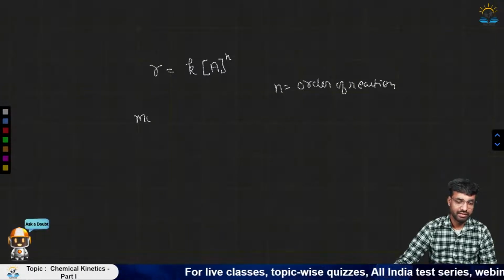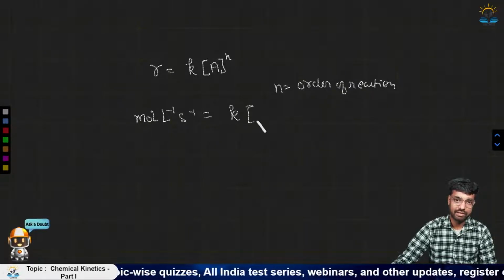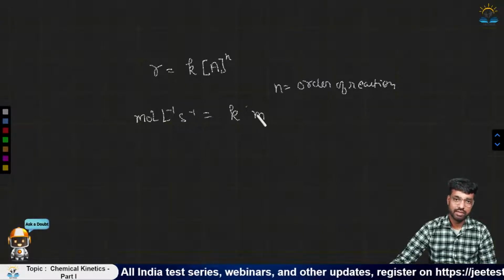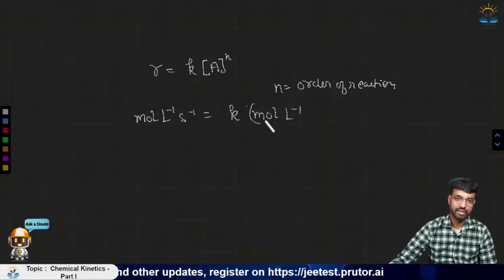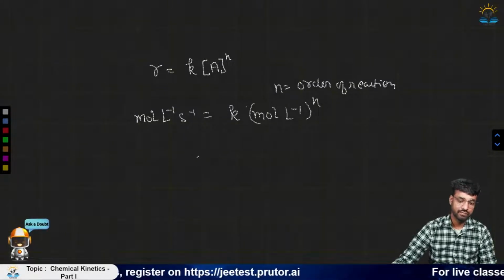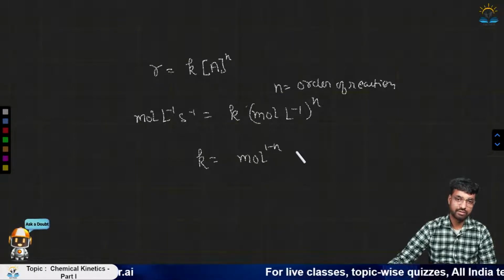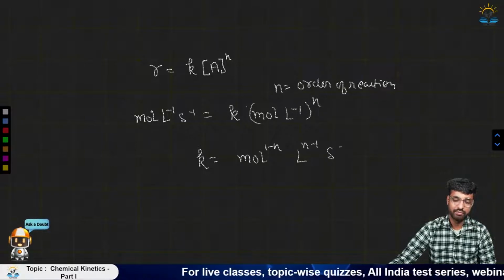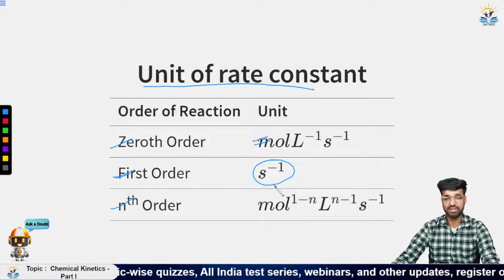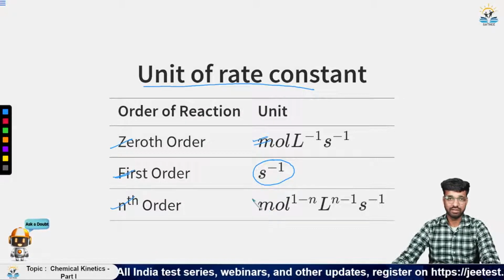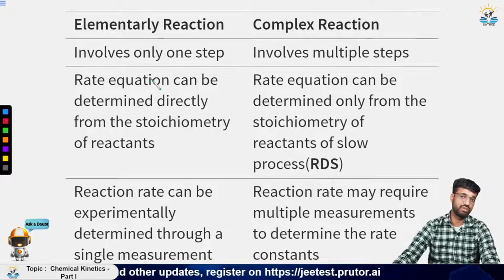So we know very well that rate of reaction is mole per liter per second, and K is written as it is. Now since concentration has the unit of mole per liter and it is raised to the power n, what will be overall K? So it will be mole 1 minus n, liter n minus 1, and per second. So this is for nth order. You can remember this because questions are asked directly here, that say what is the unit of this rate constant for given order of reaction. Now let us move to the next thing.